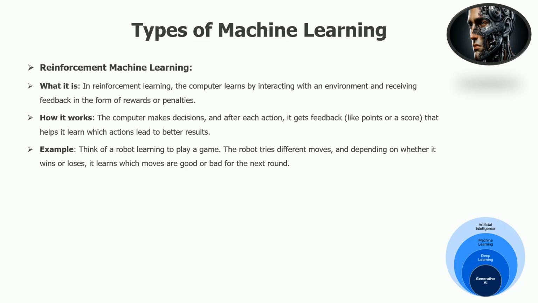For example, think of a robot learning to play a game. The robot tries different moves, and depending on whether it wins or loses, it learns which moves are good or bad for the next round.